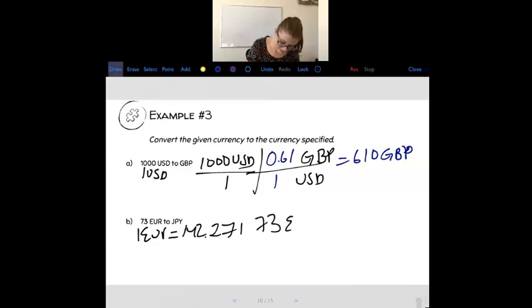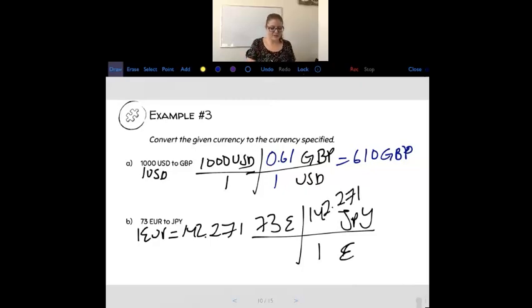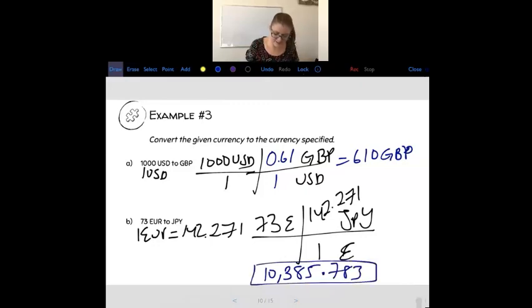73 euro. We want our euro to cancel out, our desired units, and we multiply. So we get 10,385.783. Typically with currency, it's safe to round to the hundredths place or 2 decimal places.